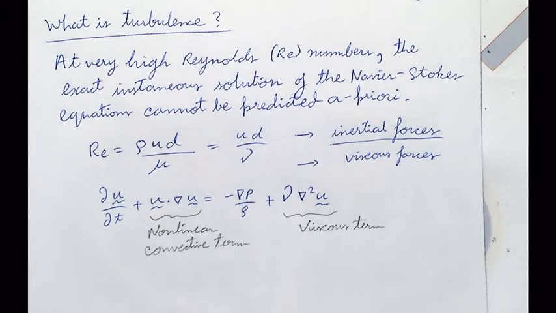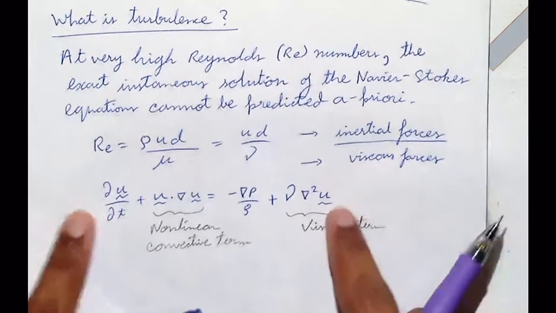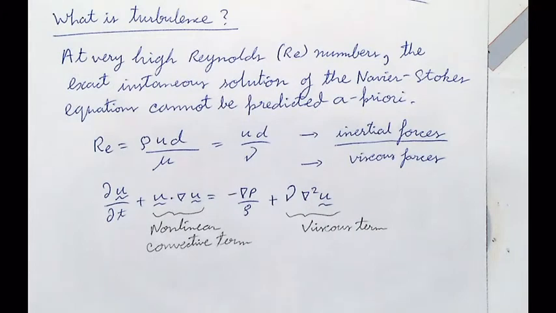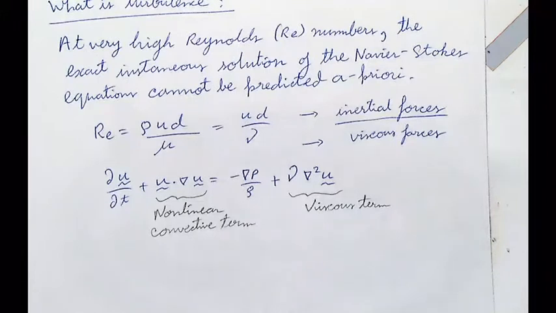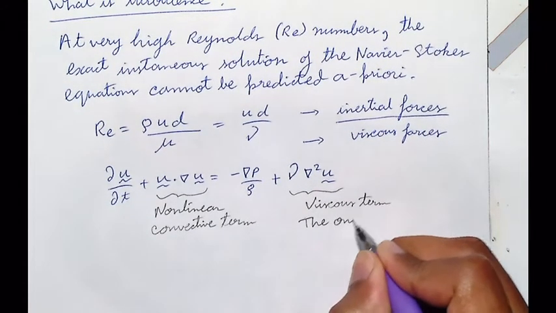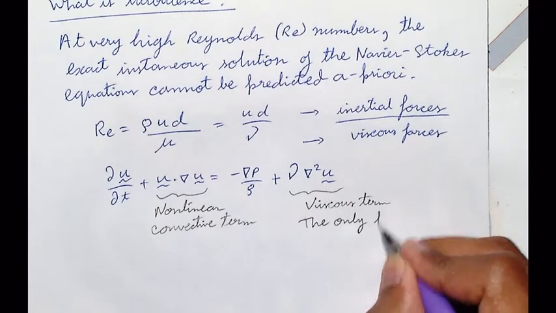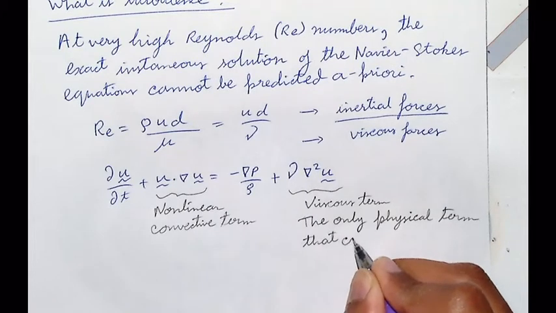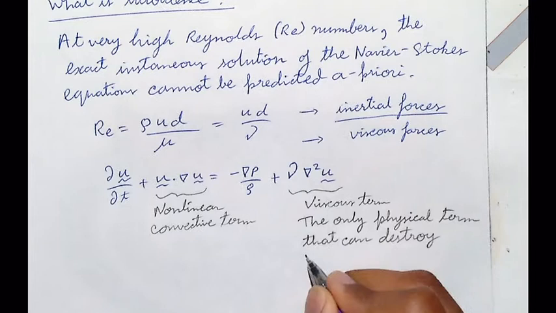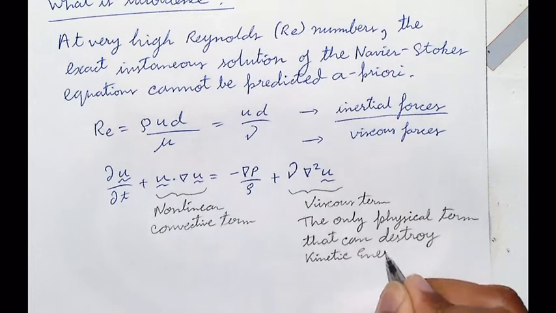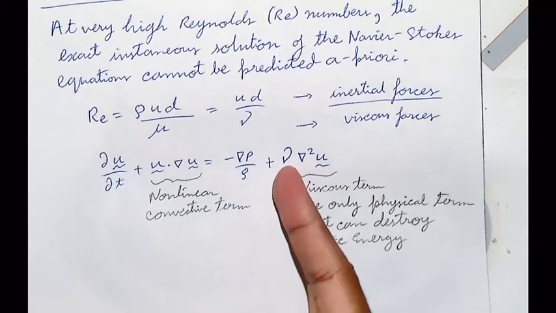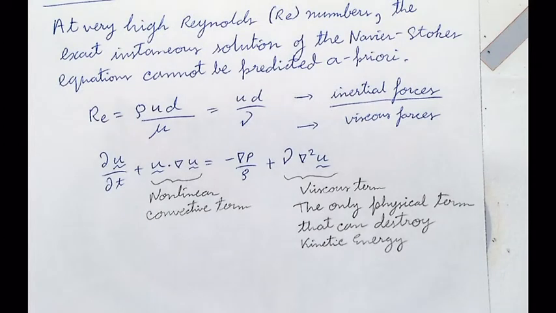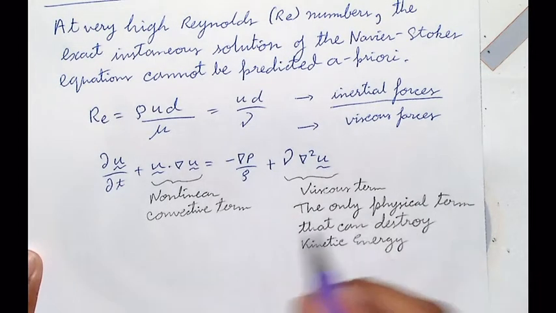Okay? So now, do you remember what is the only source of energy destruction in this equation? So there's one sink of energy, which is? The viscosity? Yeah, it's the viscous term. So this is the only physical term that can destroy kinetic energy. If we took this term out, the total kinetic energy of our system would be conserved. It would neither go up nor down, assuming that the system is isolated, right? So this is the only physical term that can destroy kinetic energy.